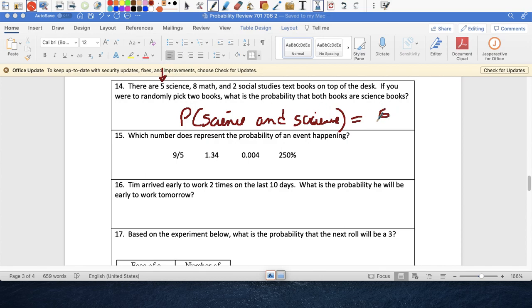So 5 out of 15 times, and then you take the book and you put it over here. So now, how many science books do you have? You have 4. And what's your total? Your total is 14. So when you go for the second science book, you have a 4 out of 14 chance. So 1/3 times 2/7, you get 2 over 21 as your final answer.